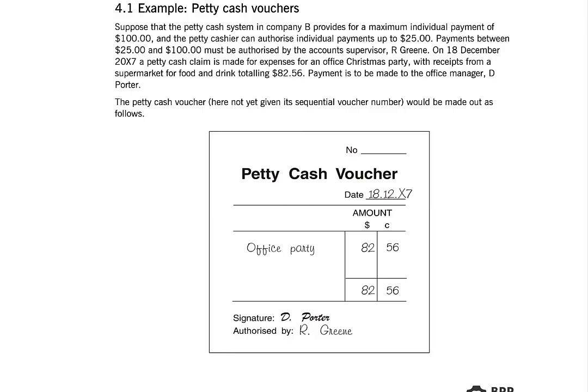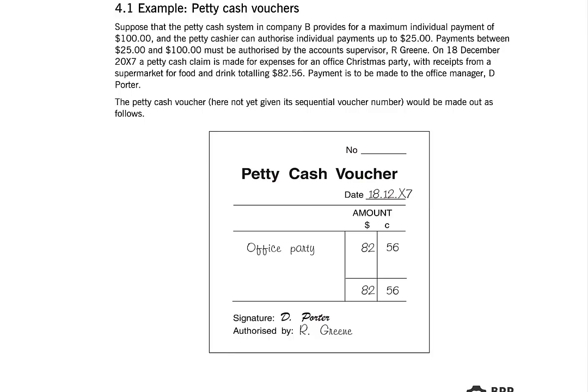Step 4. The cash is paid out. The petty cash cashier gives the cash to D. Porter. Step 5. The receiver signs. D. Porter signs the voucher to confirm receipt of the cash. Step 6. Filing and keeping evidence. The receipts are attached to the petty cash voucher. Then the voucher is kept safely in the petty cash box or petty cash file. This creates a complete audit trail, meaning the business can prove everything later.